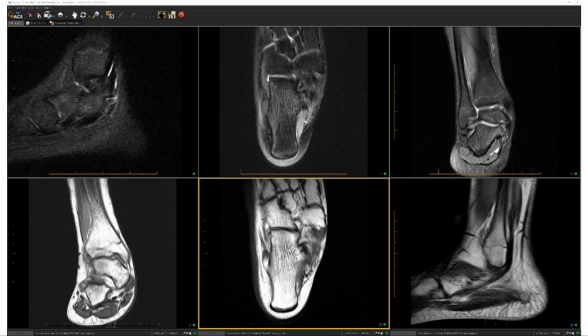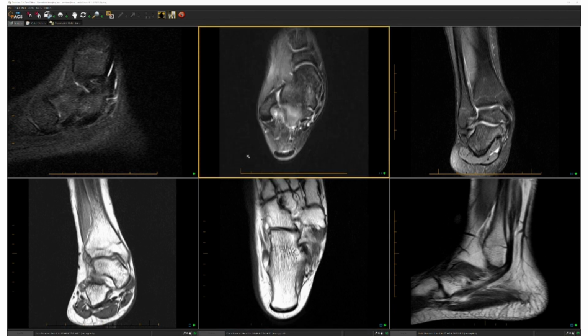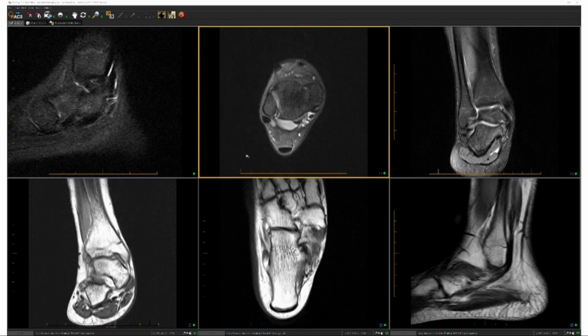So in approaching pediatric ankle, this patient is 14 years old and presents with 4-year history of ankle pain and limited range of motion. So let's take a look.